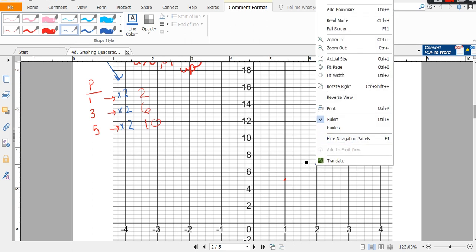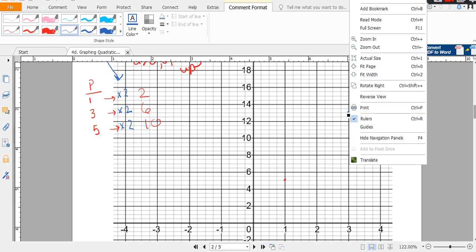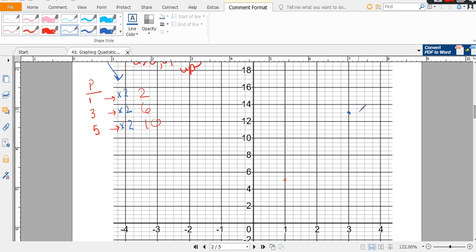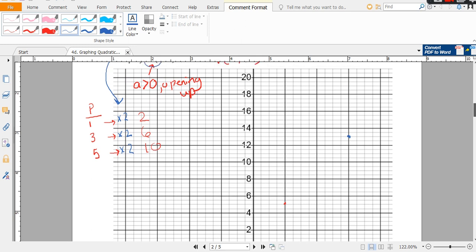Now, here, I can go 1 over, and then instead of up 3, I'm going up 6. So I'm at 7 now. 7 plus 6 is 13, so it'll be right there. Okay, and then I can go over 1 and then up 10. So if I am at 13, that's going to take me off the page.